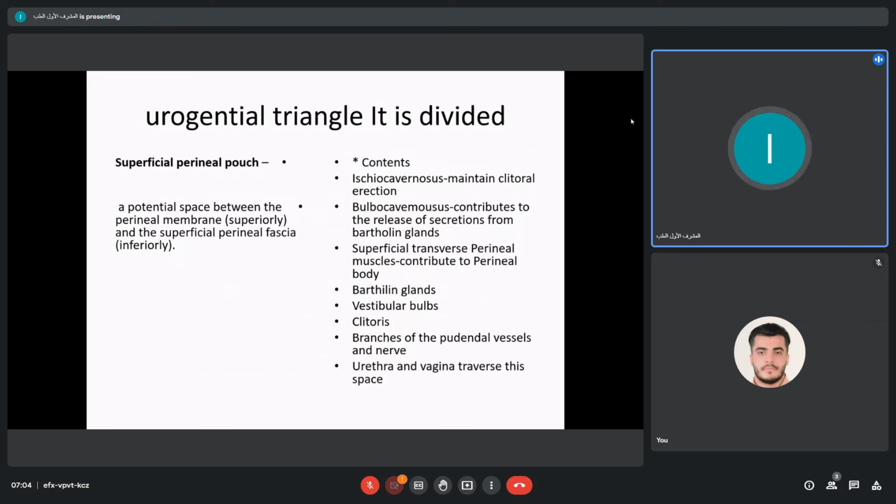And as I said, the Bartholin gland, vestibular bulbs, the clitoris, and the branches of the pudendal vessels, which means the artery and vein, and pudendal nerve. Also, the urethra and vagina traverse this space.